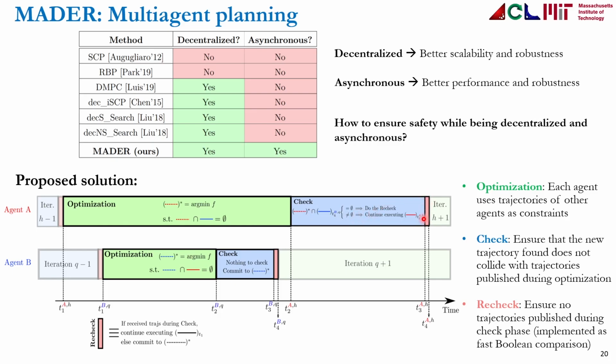The idea of the recheck step is that agent A needs to ensure that there are no trajectories published during this check phase. And this is actually implemented as a fast Boolean comparison. So if both the check and the recheck are satisfied, then agent A will commit to the optimal trajectory found at this point.